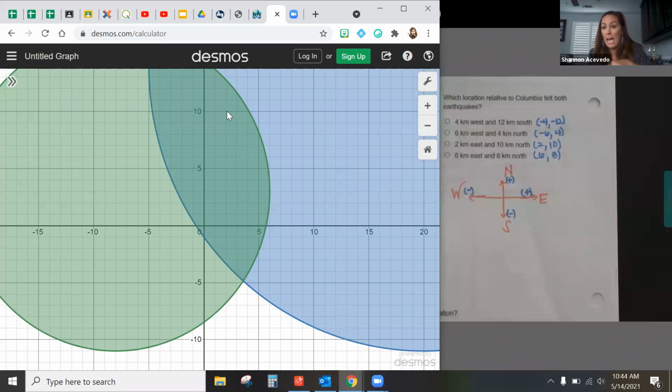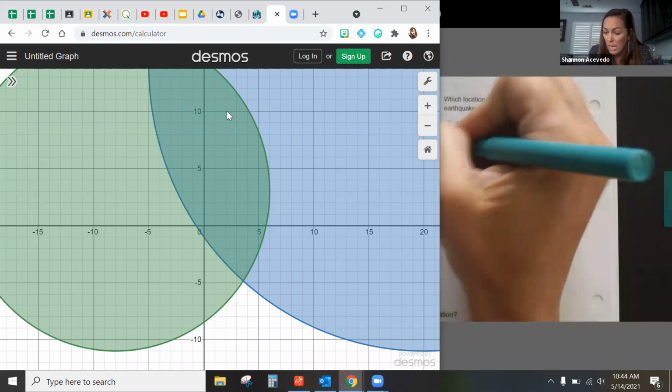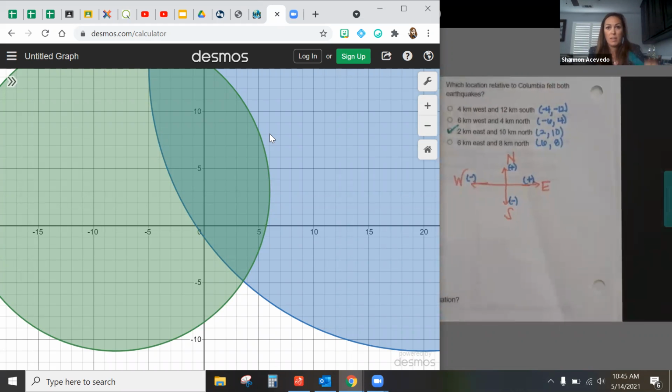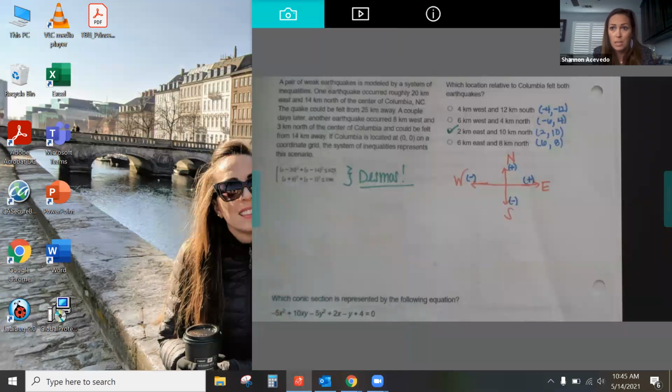So that would be my actual solution, here at 2, 10, because that's in the green and in the blue circle. So it's felt by both. If I wanted to check my last one, and I'm at 6, 8, so 6, 8 would be right here, which is again just in the blue. So you can see then my one option. Desmos is really going to be great for this test.